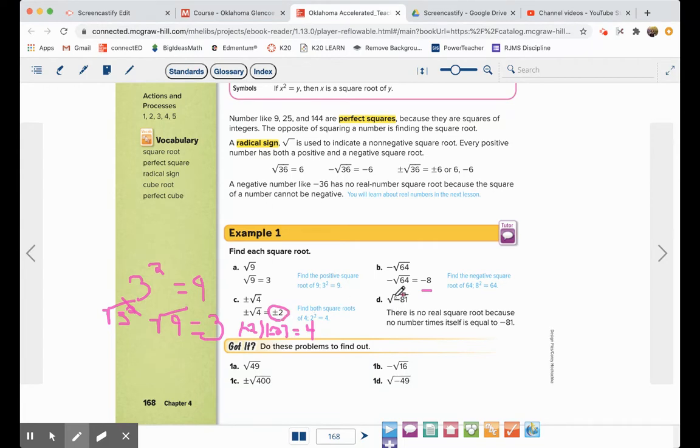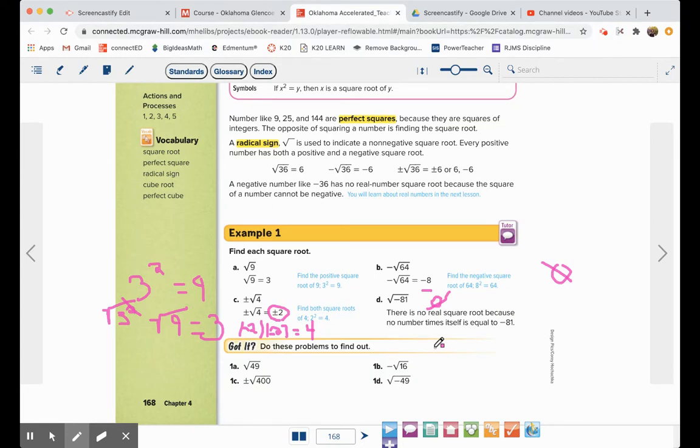On D, we have the square root of negative 81. The answer to this is no solution. You can draw a 0 with a slash through it. Hold on, let me draw a better one. Like that. That means no solution, because there's no way you could have one number times itself and it equal negative 81.